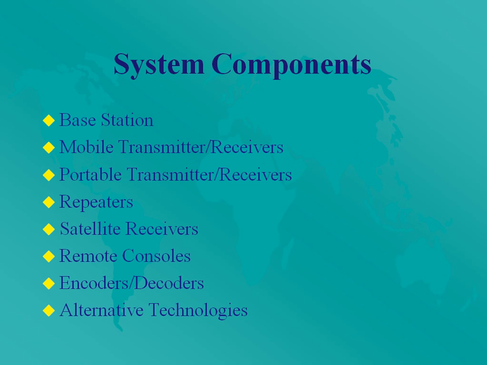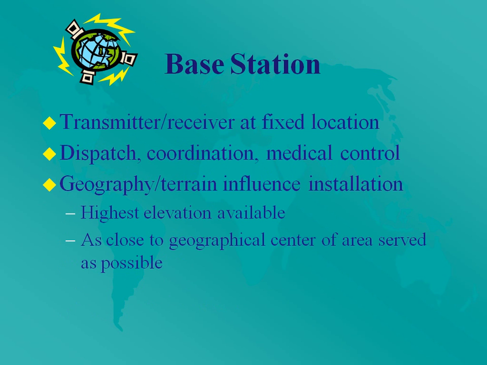Okay, system components here. Base station, basically, like I said, it's fixed, or sometimes referred to as the dispatch center. You have a dispatcher. Actually, you can use, say, a hospital. If it has a fixed radio, that's their base station. Geography and terrain influence installation. We're always trying to get the highest point available, or they put a very, very large antenna to compensate, one of the two. It should be as close to the geographical center of the area served as possible. We don't want this in the middle of nowhere, especially if you have multiple agencies coming in. We want it as centralized as possible.